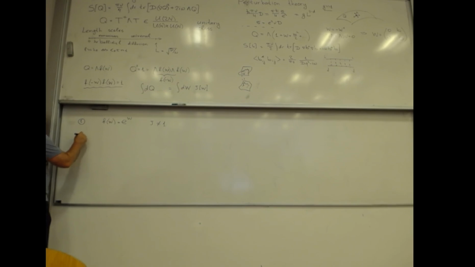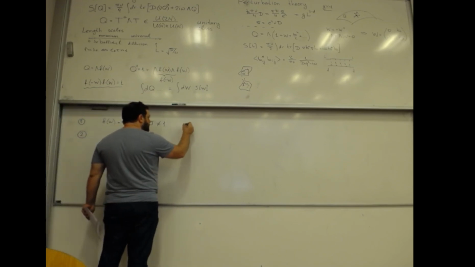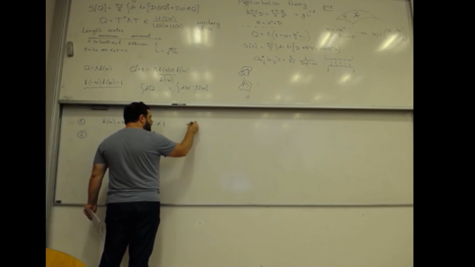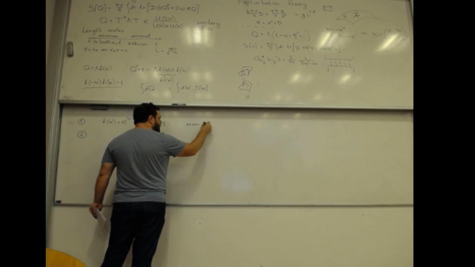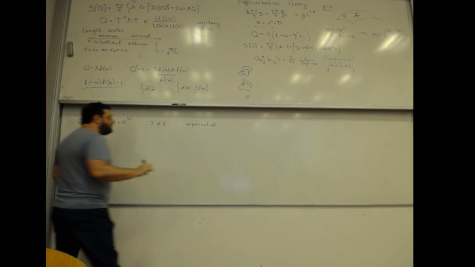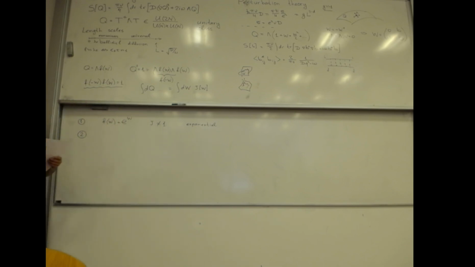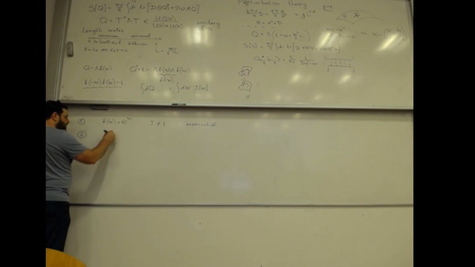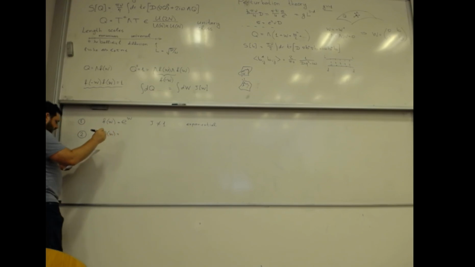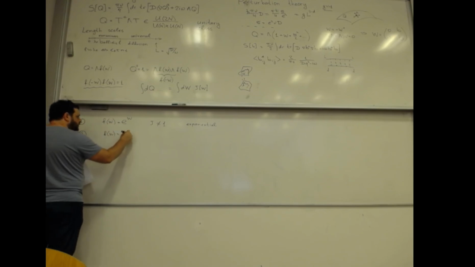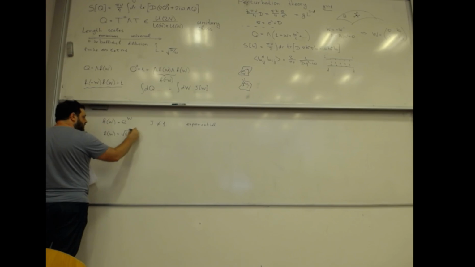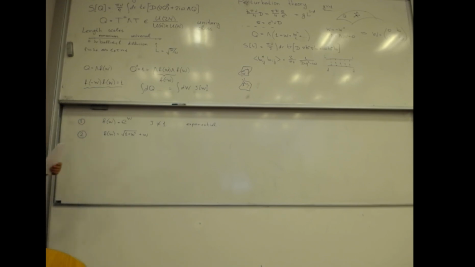Then, so this is exponential. And there is an alternative where we use parameterization with the following function f. f equals square root of 1 plus w squared plus w. You can easily check that this identity holds.